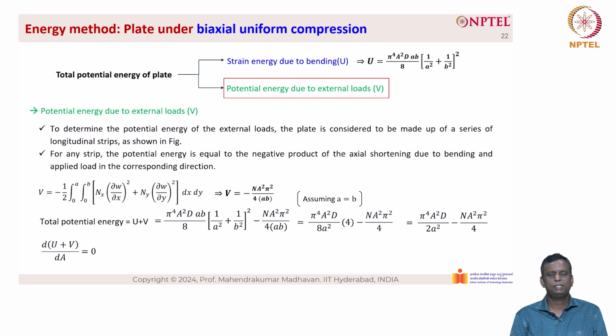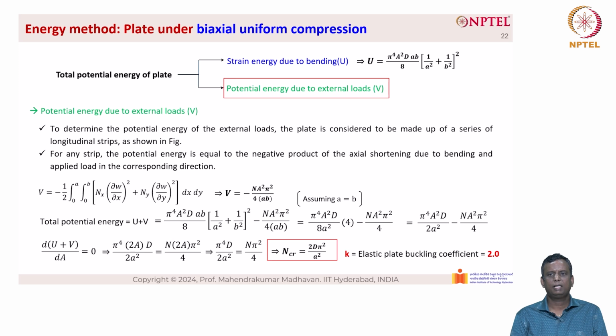Now, we can find out the Nx value, which is the critical buckling load for the plate, by differentiating the total potential energy with respect to A, which is the capital A here. So, when we differentiate that, we have pi⁴ into 2A into D divided by 2a², which is equal to N into 2A into pi² divided by 4. So, we have pi⁴ D divided by 2a² is equal to N pi² by 4. So, we have N critical equal to 2 pi² D by a², where K is the elastic buckling coefficient, here it is given as 2.0.